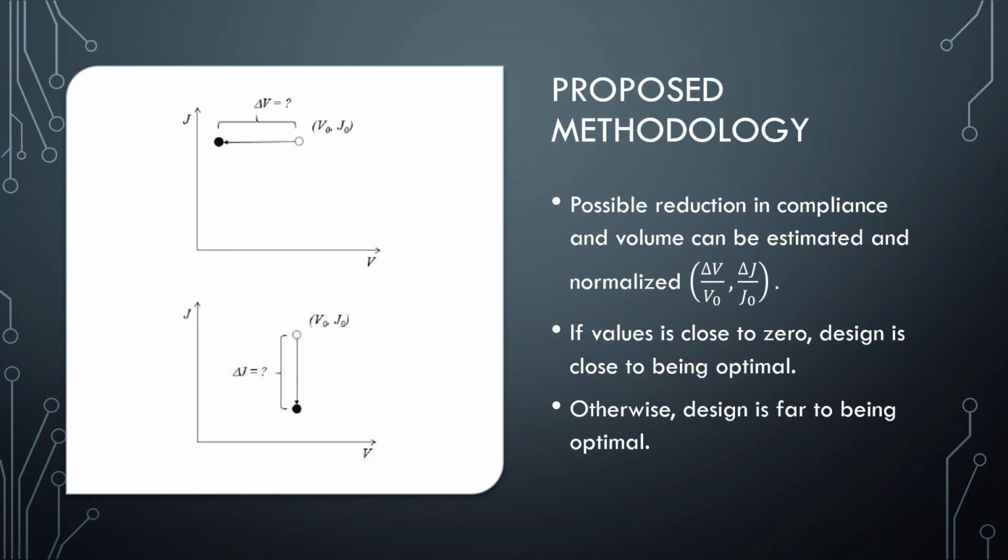The possible reduction in compliance and volume can be estimated, then normalized, so that the range of both normalized values is from 0 to 1. From this, if a normalized value is close to 0, it can imply that the design is close to being optimal and therefore it's not worthy to use topology optimization. Otherwise, if a normalized value is close to 1, it can be implied that the design is far from being optimal and therefore is worthy to use topology optimization.